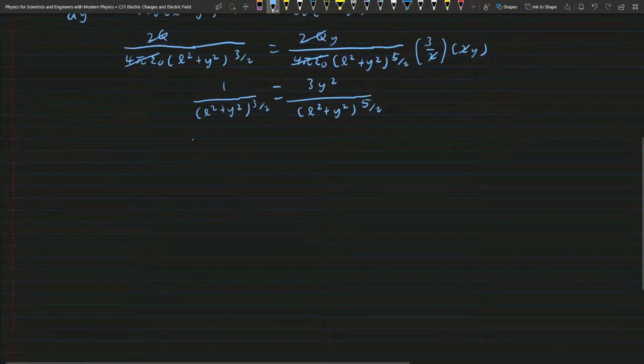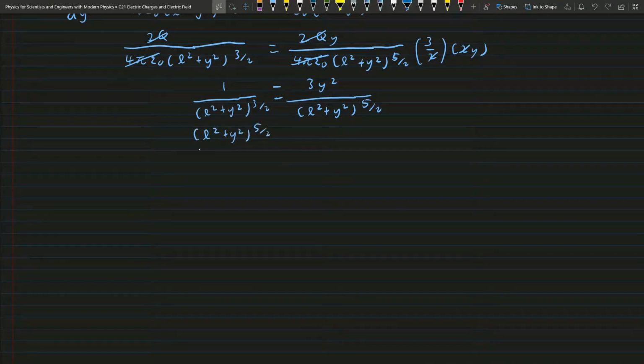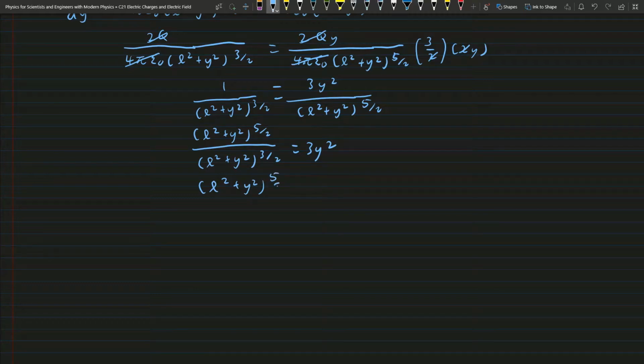Now, multiplying through, we have 3y squared, and you can see this part is just 5 over 2 minus 3 over 2. This whole thing is 3y squared, and from here 5 over 2 minus 3 over 2 gives us 1.